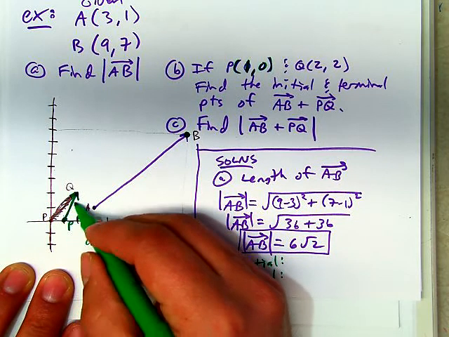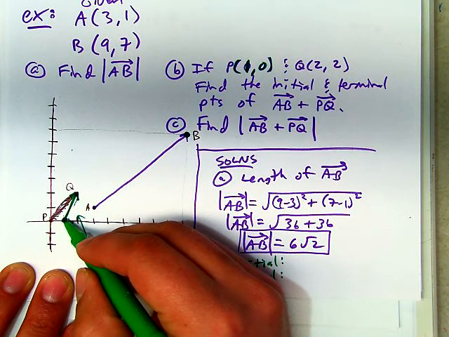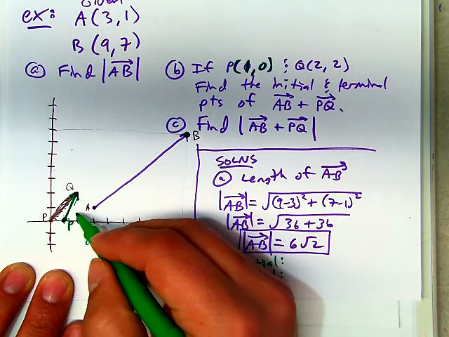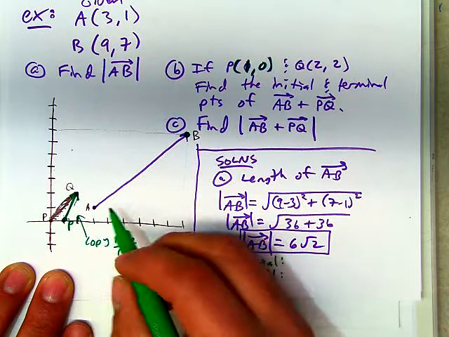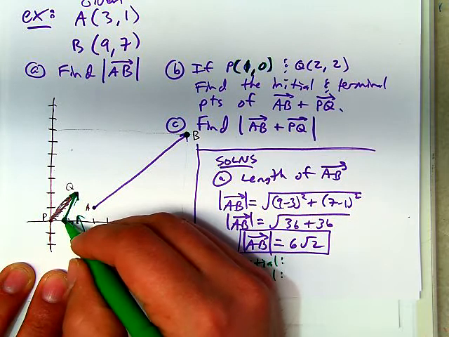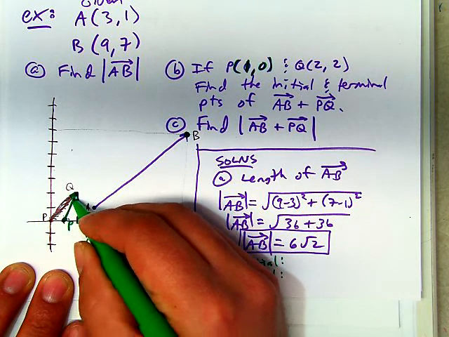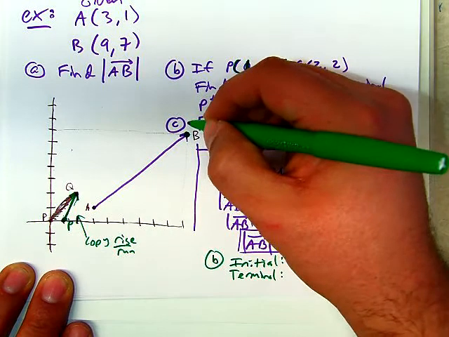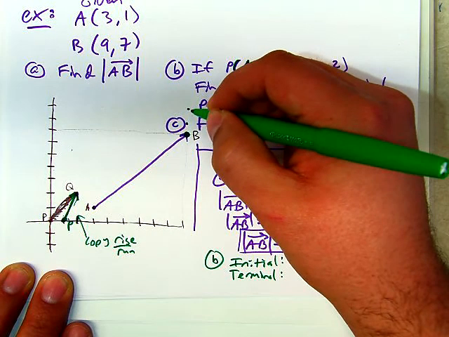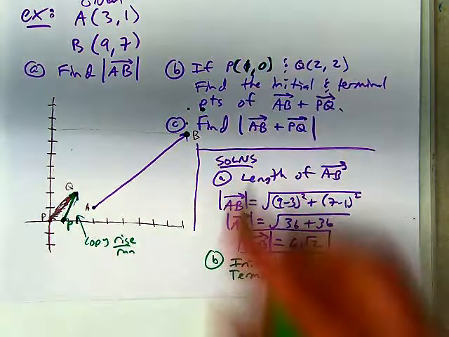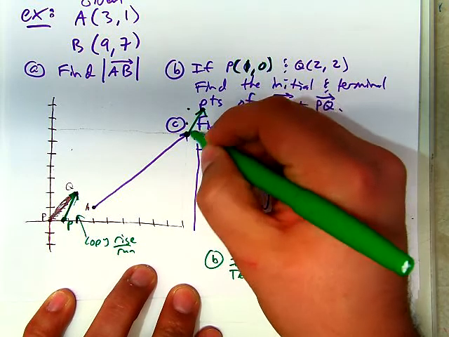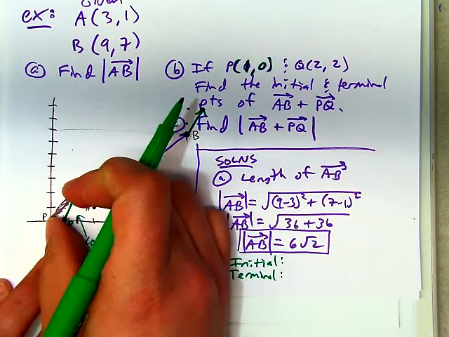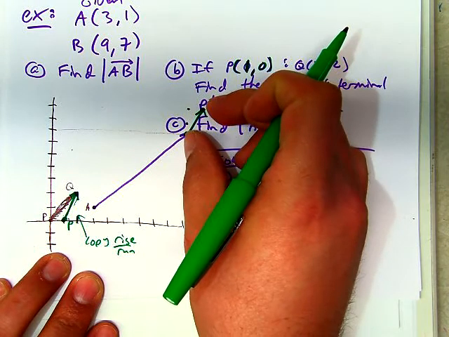So, for example, from P to Q, it looks like I have to go up 2 units, and then over 1 unit to get to the point 2, 2. So from 1, 0 to 2, 2, I have to go up 2 over 1. So now if I copy that, I go up 2 units and then over 1. Then this vector from here to there is another copy of PQ. I've connected it to vector AB.